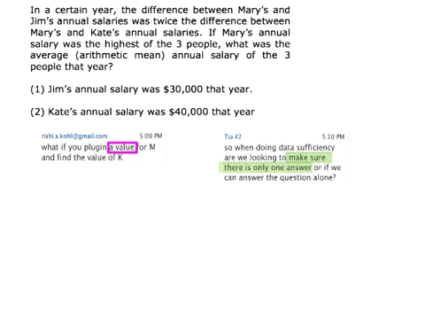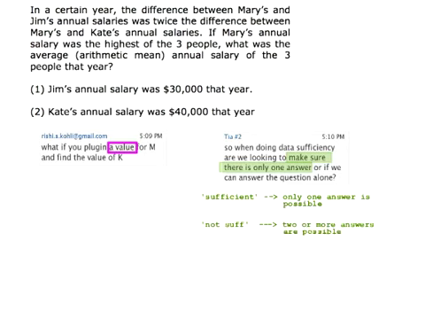There are basically two possibilities here, which are sufficient and not sufficient. Sufficient means that only one answer is possible. And not sufficient means two or more answers are possible.